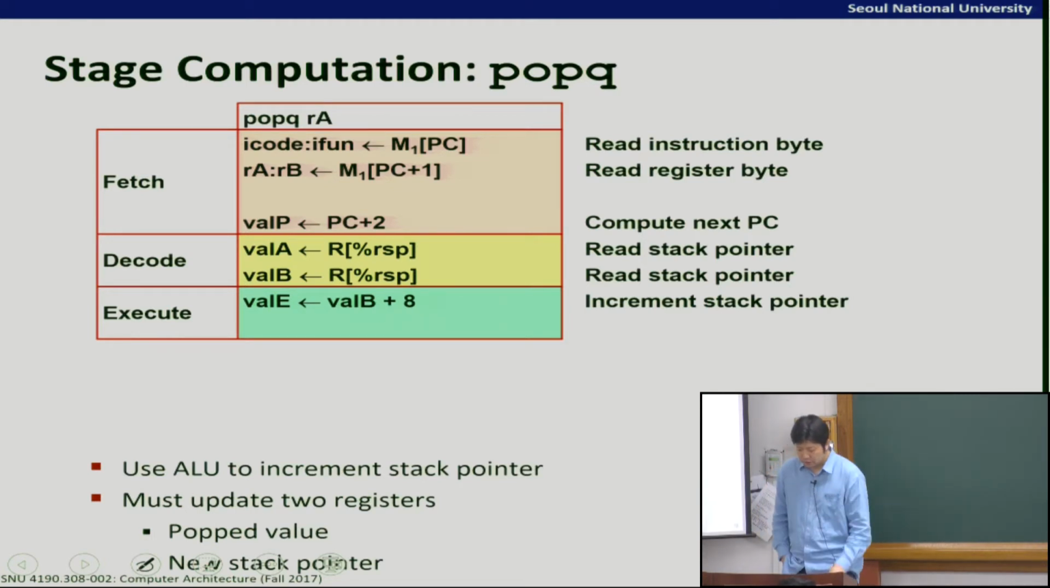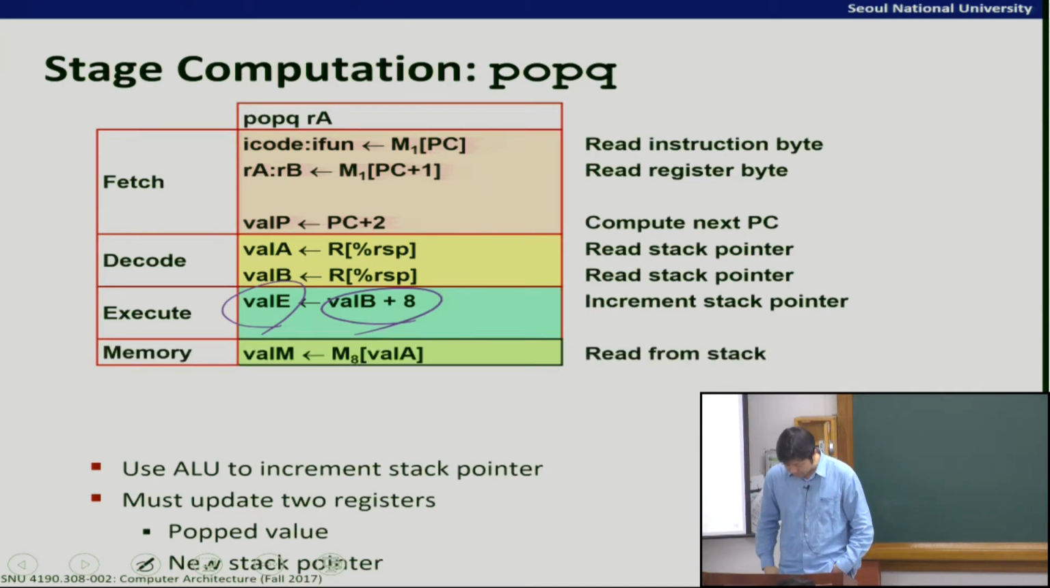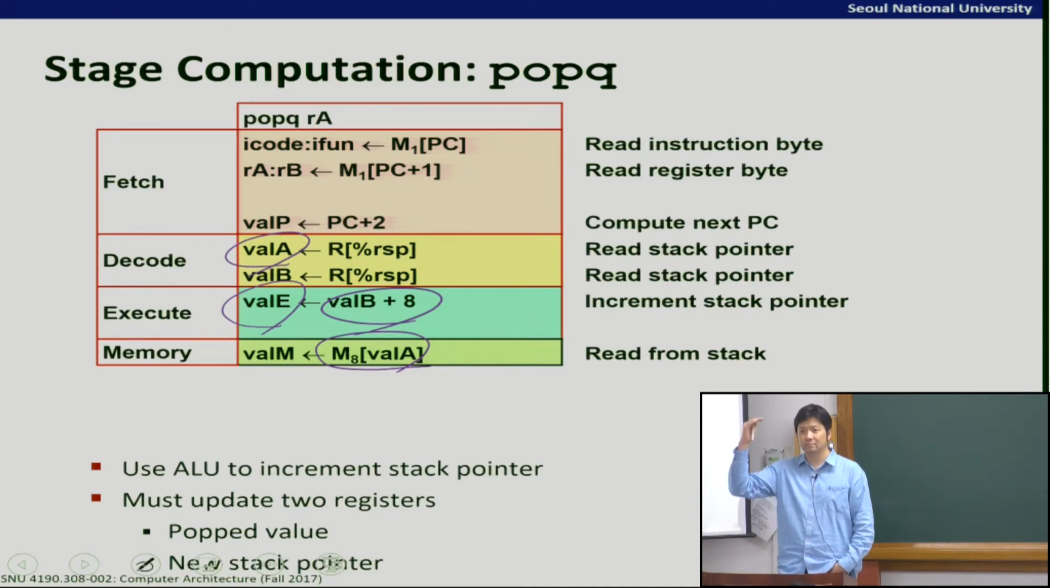In the execute stage, you add 8 to one of the 2 copies. In this case, let's say we select val B. Val B plus 8 becomes val E. This will be the new stack pointer value, right? Because you have to pop it, you have to increment by 8. And then you read the value from the original stack pointer value, right? This val A is the value of the stack pointer before you increment it by 8. So you read from this memory location and copy it to, let's say, val M.